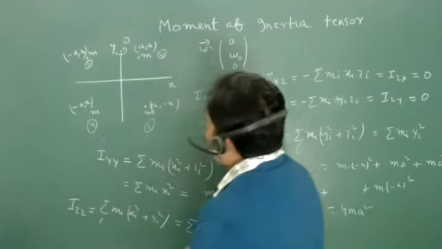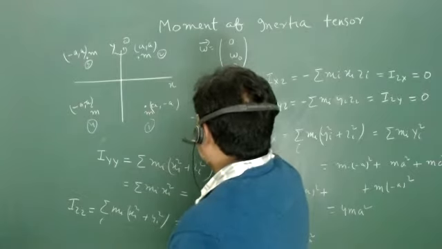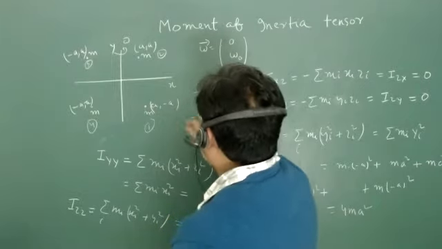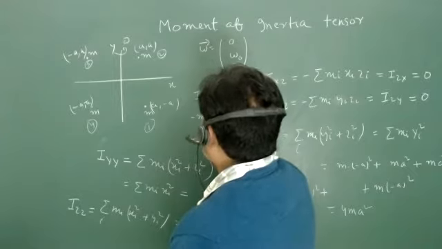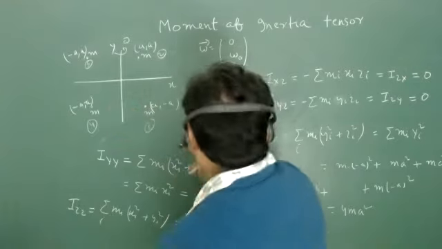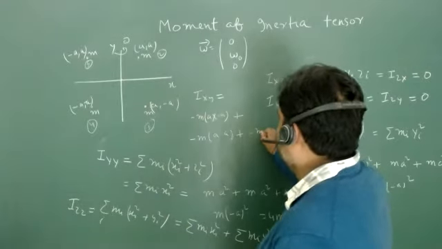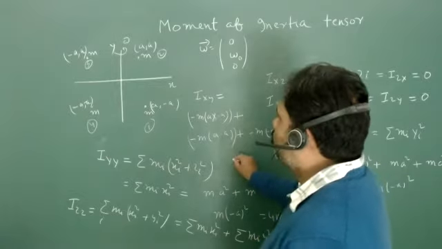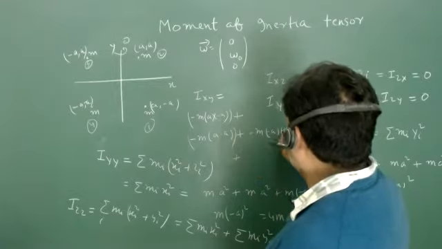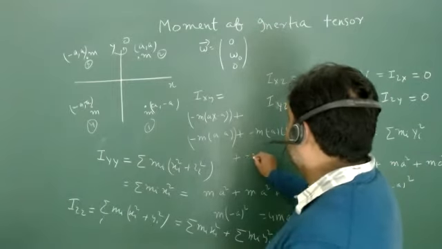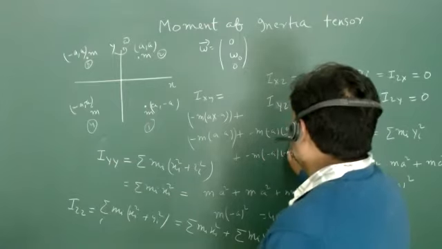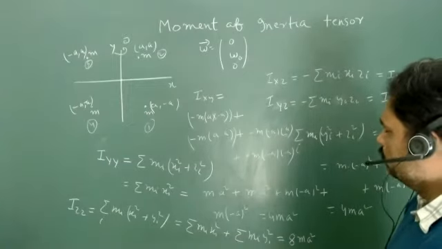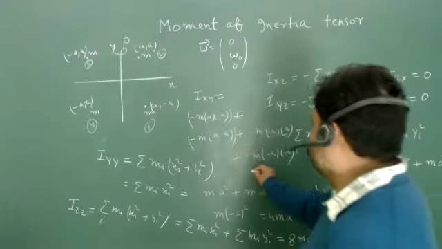Ixy. Tell me, what will be the value of Ixy? Let's take the first one. That is minus m a into minus a. Plus, what will come for the second one? Minus m a into a. Plus, what will come for the third one? Minus m into minus a into minus a. What will come for the fourth one? Minus m into a into a. And fourth is that minus m, you have minus a into minus a. So I think every term is 0. Yes, sir. So this will be 0.